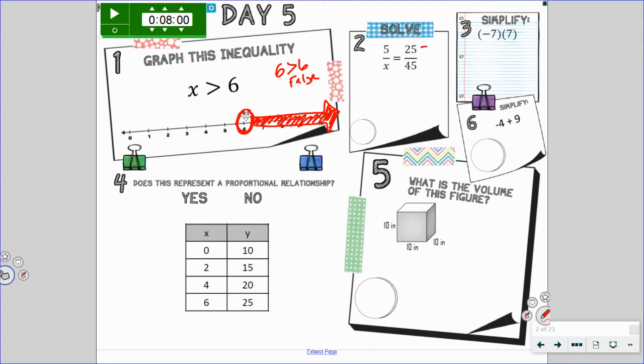Meanwhile, 25 divided by 5 is 5. 45 divided by 5 is 9, so x is 9. Yes, you can use cross products if you wish.